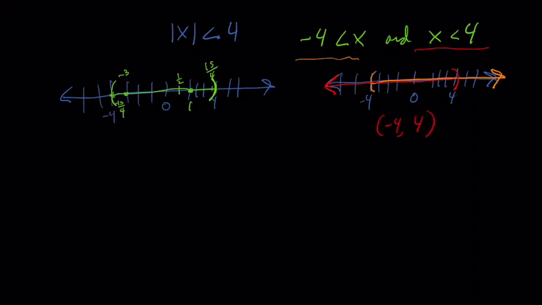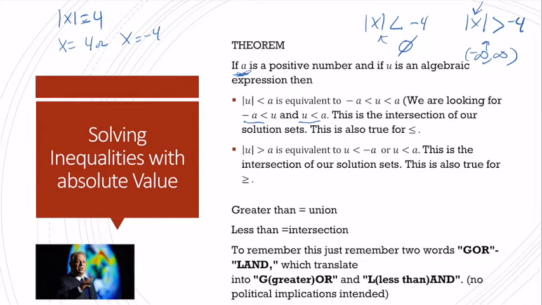You can also rewrite this as a 3-part inequality. You could have -4 is less than x, which is less than 4. So this is when you're working with less than. When you're working with greater than, that's when we use or, okay? That means u is less than -a or u is greater than a, okay? This is the union of our solution sets.